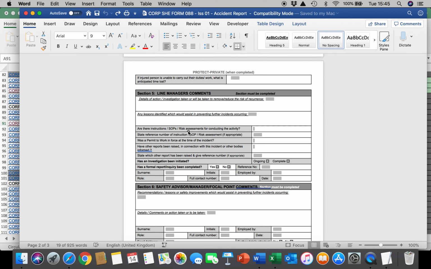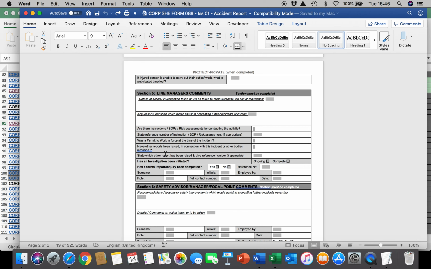So for example, if someone cut their hand and they were using a fixed bladed knife with no gloves, and it specifically says in the RAMs they should use a spring-loaded knife with level 5 cut gloves, then that needs to be annotated in there. Reference number or the risk assessment in there, so the RAMS number goes on that. Was there any permits to work? Again, put the detail in there.